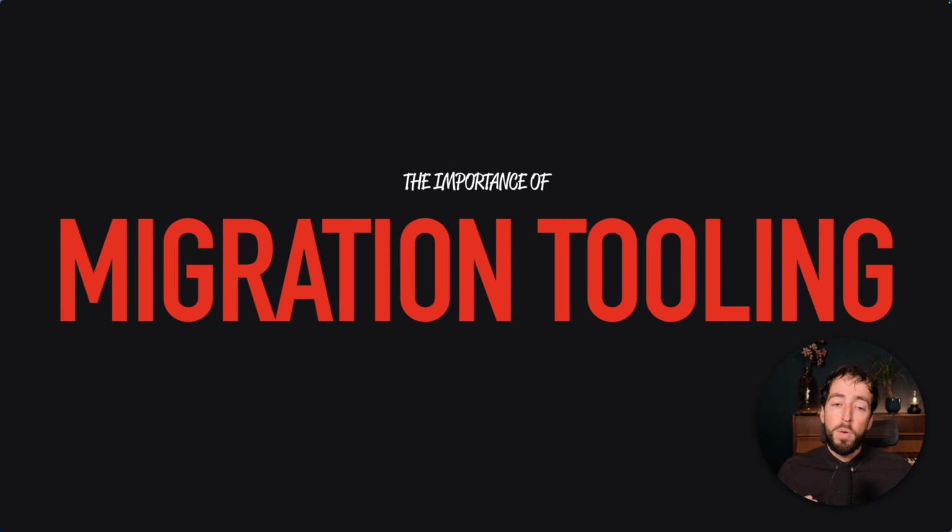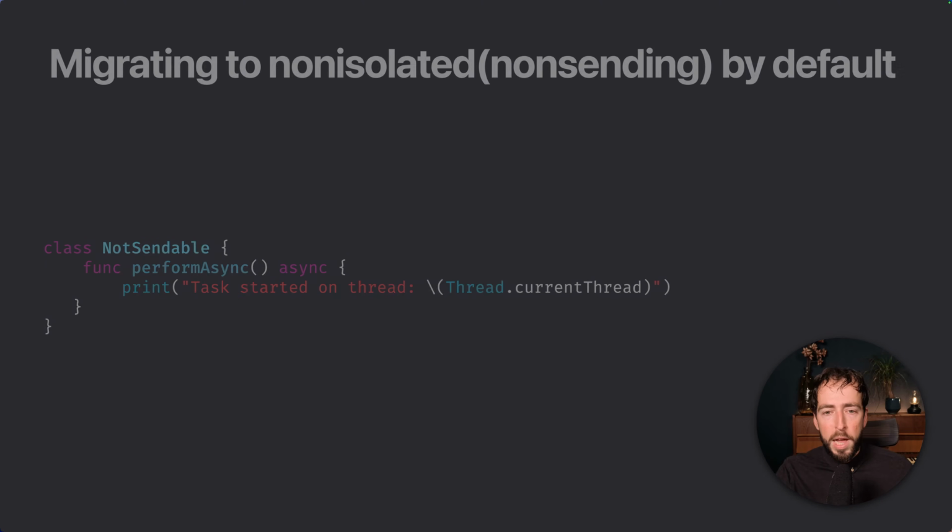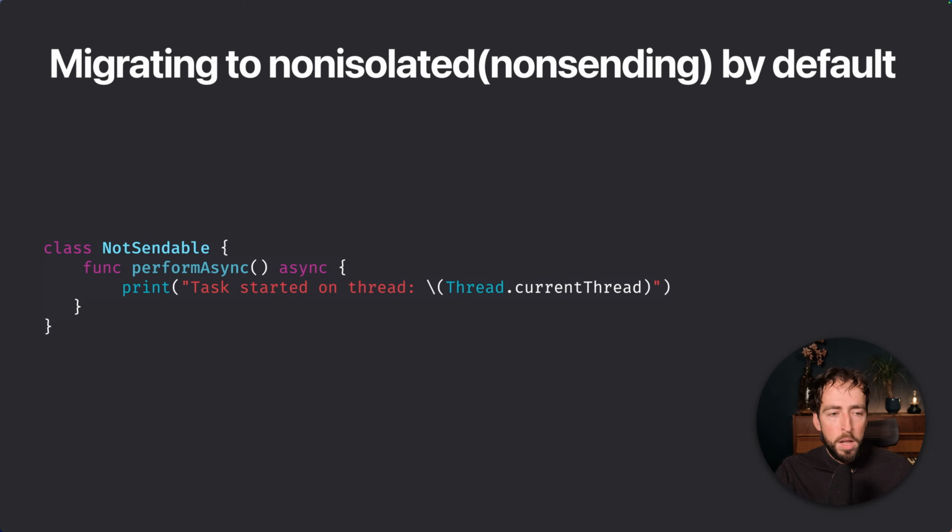Now let's look into the importance of migration tooling. And I want to do that by looking at a piece of code. We have a class that is not sendable just because we didn't adopt the sendable protocol in this case. We have a single perform async method, which is an async method, and it prints the current thread where it runs on.